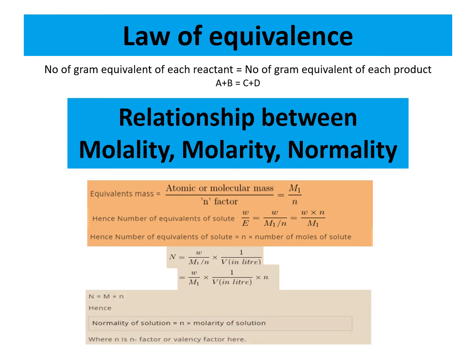What is the relationship between molarity and normality? Normality is equal to molarity into N. What is molality? Instead of volume, you have to take it in a kilogram. That is molality. In molality also N is not there. Only in normality is the N present. Hence the normality of the solution is equal to N into the molarity of the solution. This is the relationship between these three.